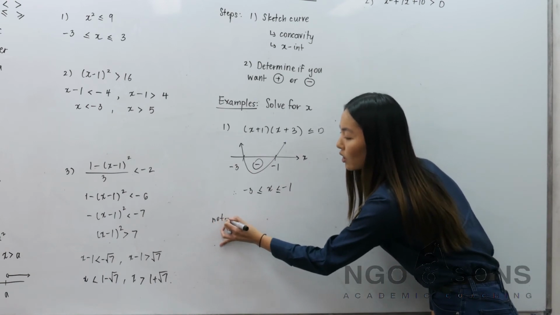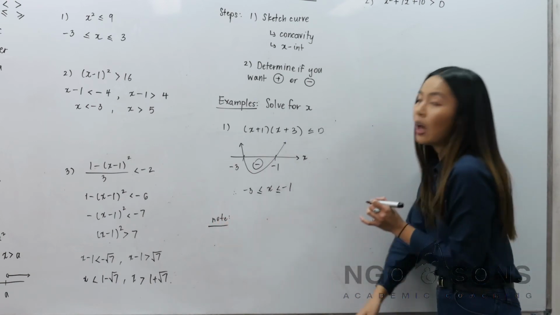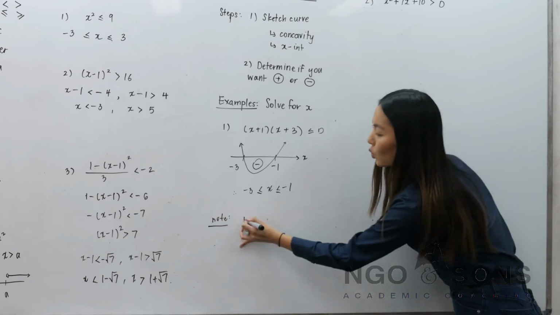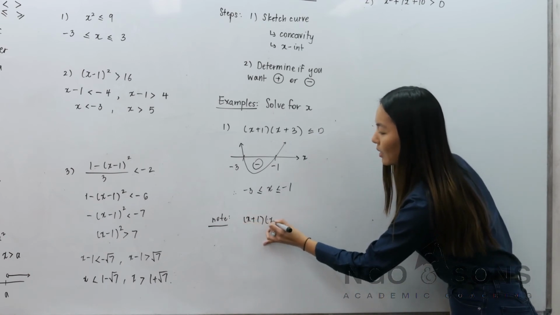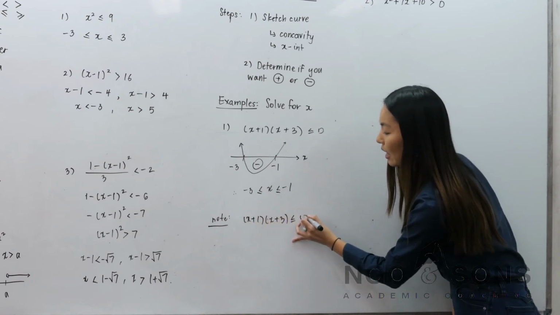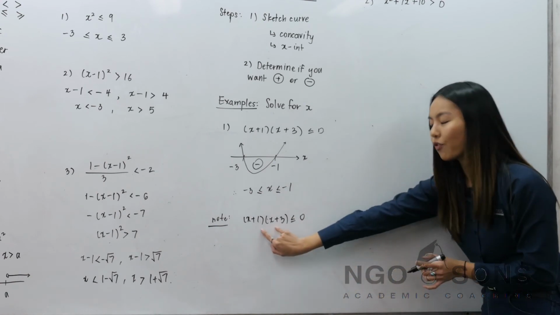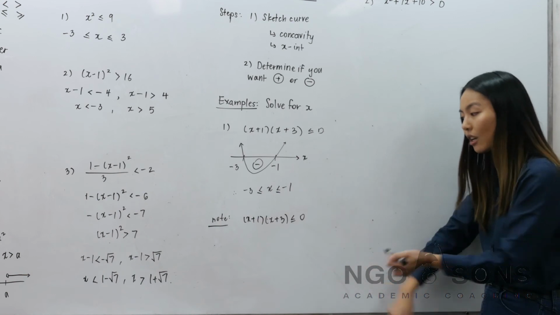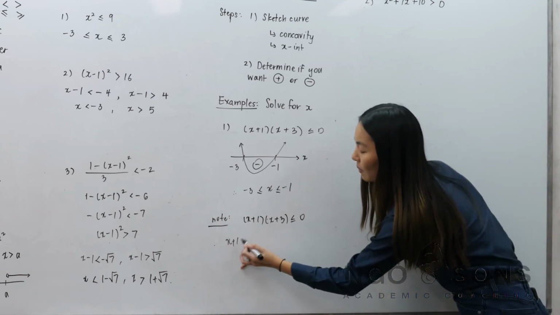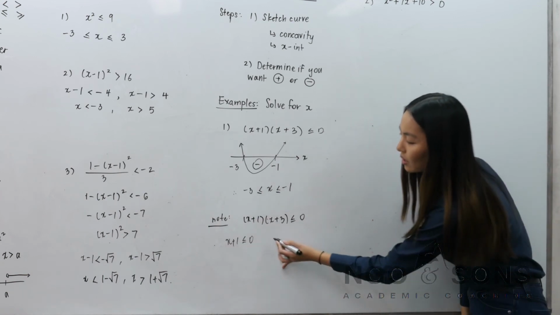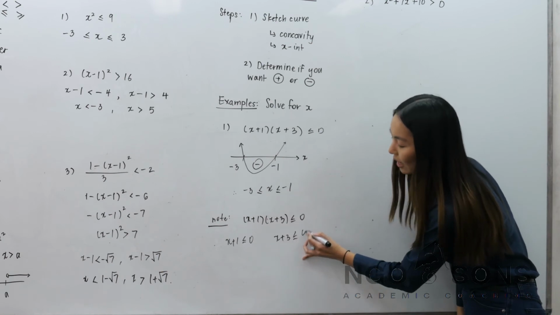Now, I also want to quickly point out, lots of students, when they see this question here, x plus 1 times x plus 3 is less than or equal to 0, what they will do instead is they go, oh cool, it's factorized on the left-hand side, I see a 0 on the right-hand side, this must mean x plus 1 is less than or equal to 0, x plus 3 is less than or equal to 0.